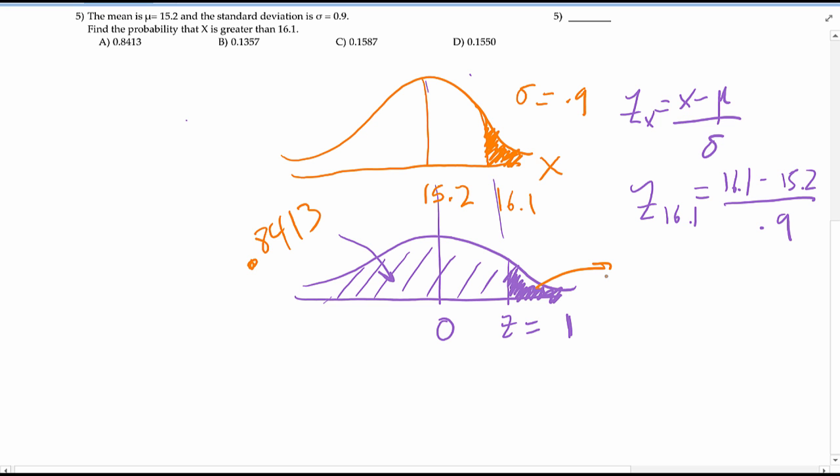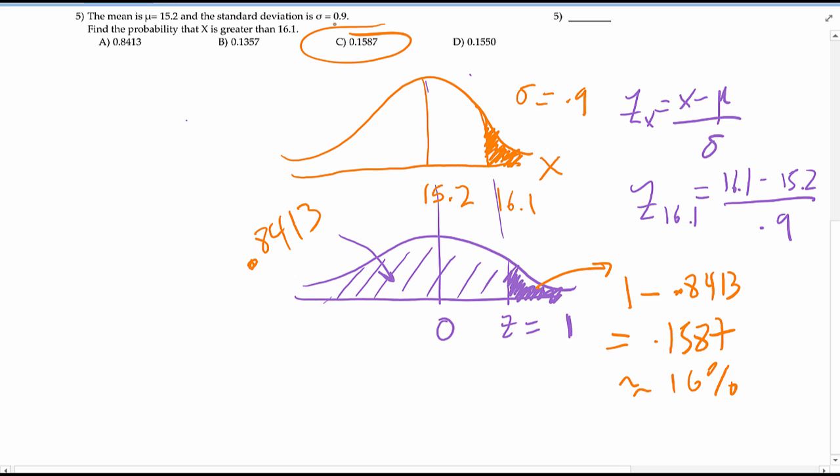So what is this area, which is the one that I need? It's going to be 1, which is the area under the whole curve, minus 0.8413. In essence, we're finding the complement. We're using the complement rule. So we get 1 minus 0.8413, and we get 0.1587. About 16% of the data is above 16.1. So do we have that answer? 0.1587, yeah, right here. Okay.